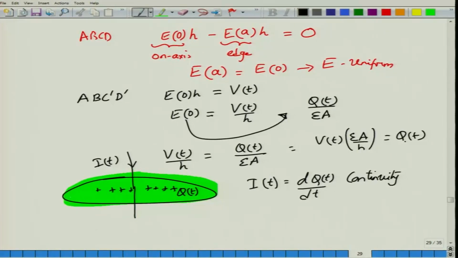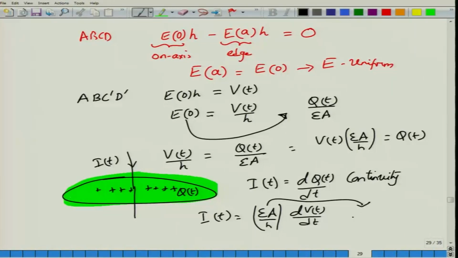I know what is q of t, which is v of t into some term in the bracket. So I can write this as I of t equal to epsilon a by h dv of t by dt. And if I identify this epsilon a by h as capacitance C, then I have I of t equal to C dv of t by dt. Seems everything is fine. So what was it I was talking about? I have shown you that there is an ideal capacitor, but is this the complete picture? Is this the correct picture to ask for?